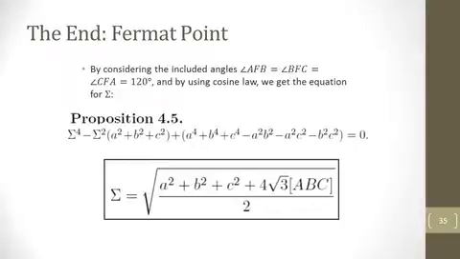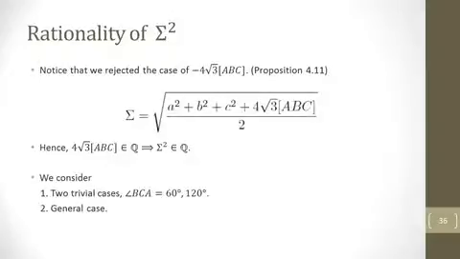By considering the included angles, which all equal 120 degrees, and by using the cosine law, we get the equation for sigma. And notice that we rejected the case of negative 4 square root 3 times the area of ABC by Proposition 4.11. Hence 4 square root 3 times the area of ABC being rational implies that sigma squared is rational.